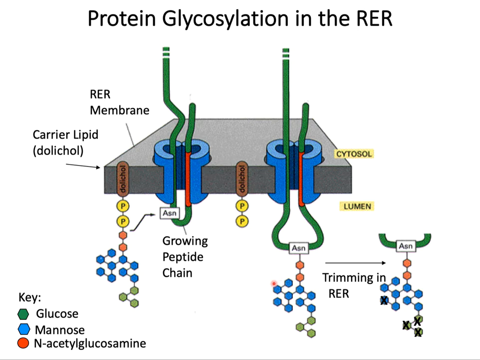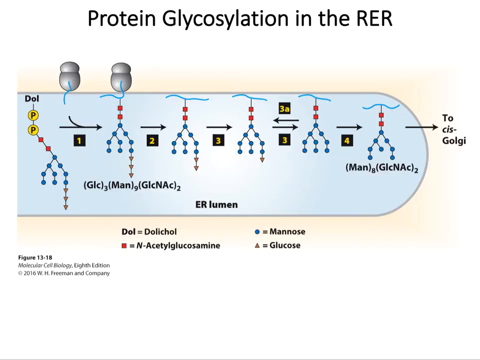Also in the ER, you can see a little bit of trimming. What we mean by trimming is that once a large sugar complex is added to these proteins, you get trimming of these sugars as shown here. You can see that 3 glucose and 1 mannose are removed from this complex.